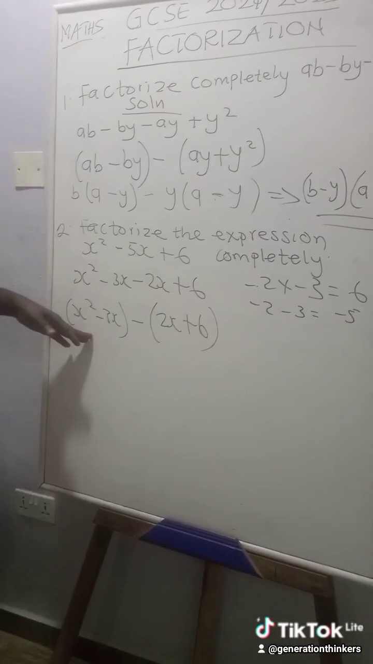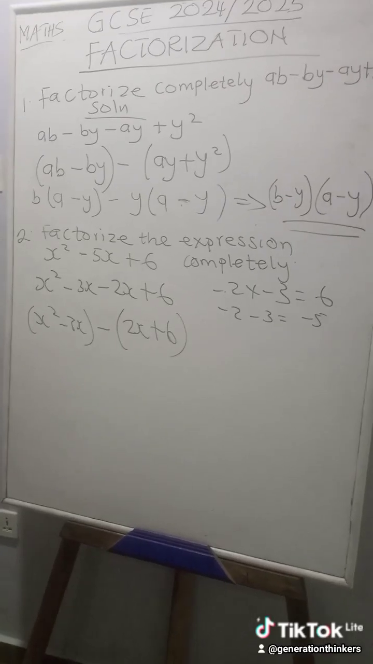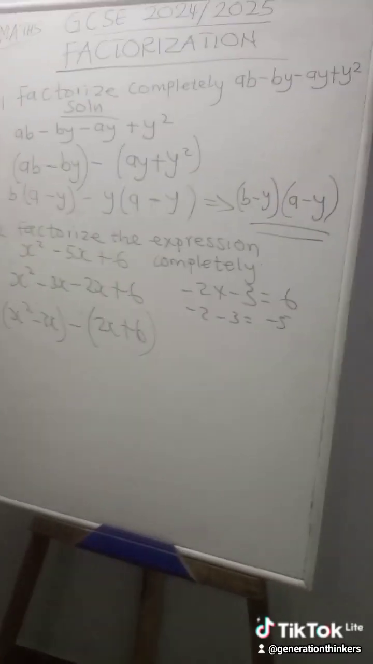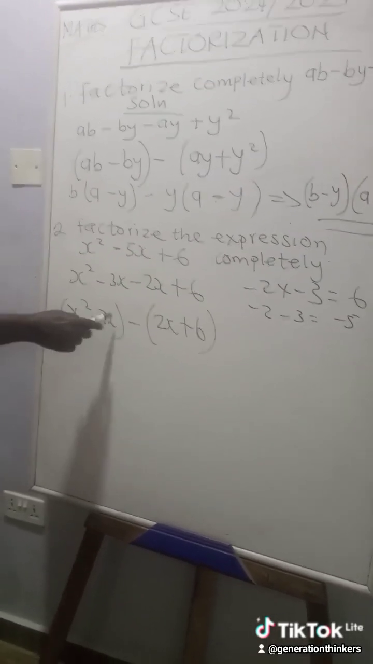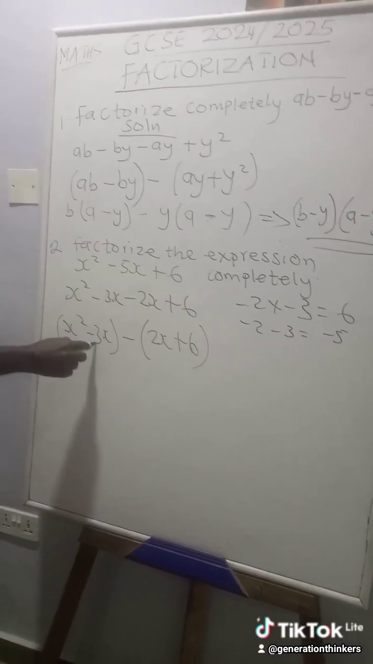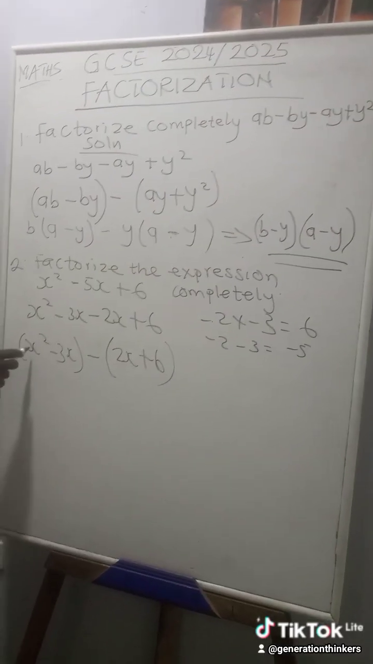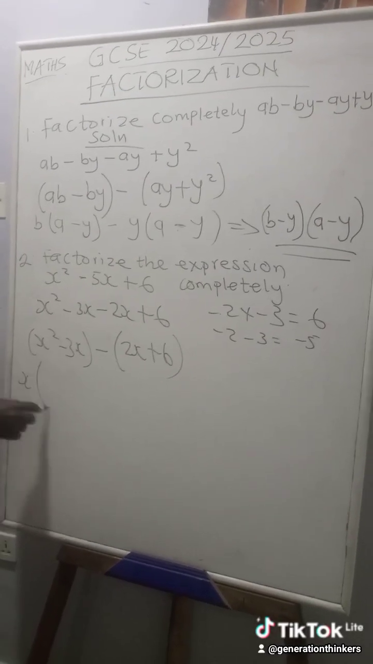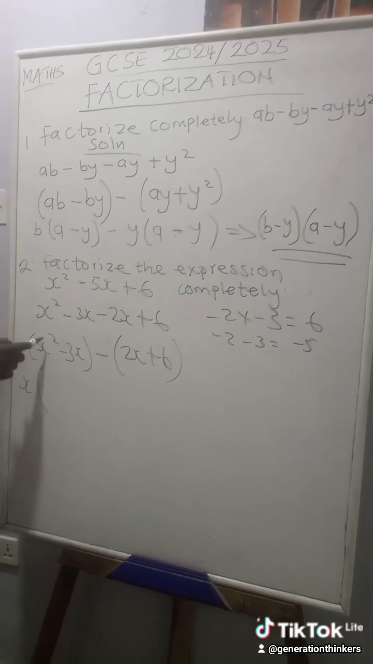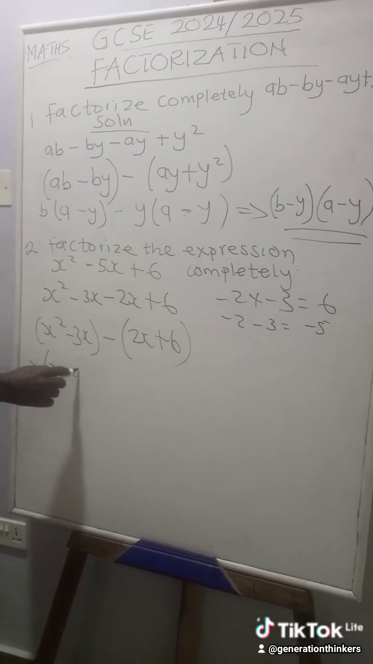I want to factorize the terms here. So I have a common factor, which is the x. We have x squared and then 3x. So the first thing, the common letter is what? x. So I write x into bracket. The x divides x squared to give me what? x, minus what? 3.